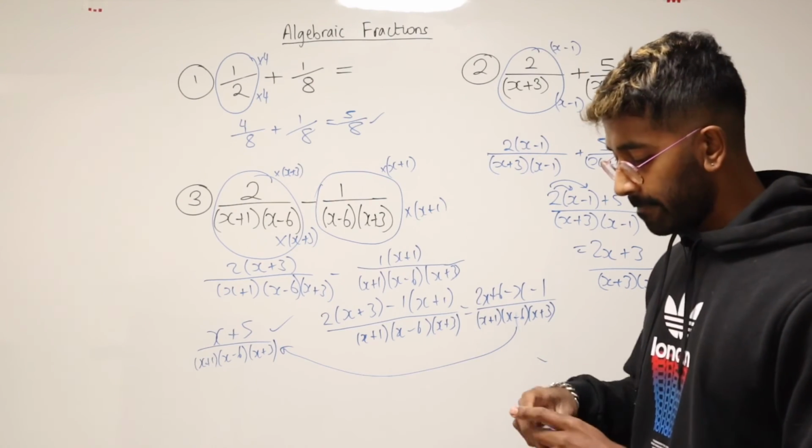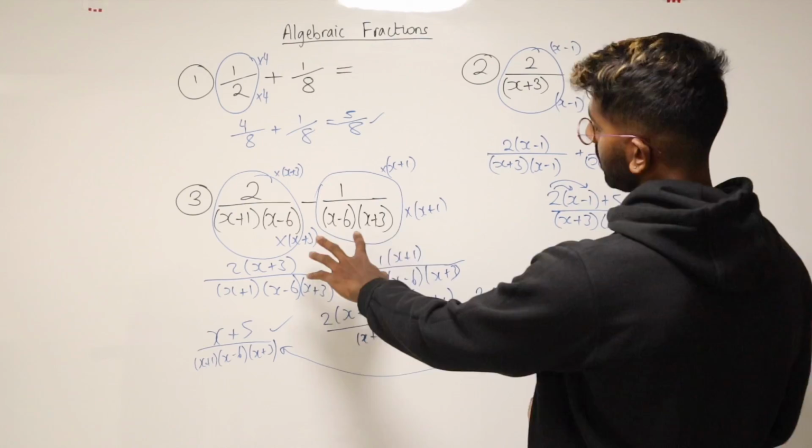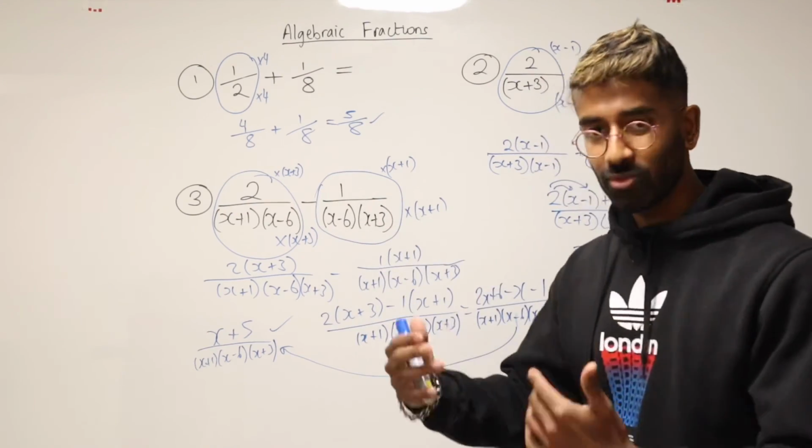So there you go. That's how you're going to add together algebraic fractions where some of the denominator is already the same.